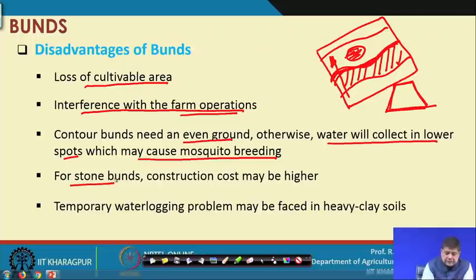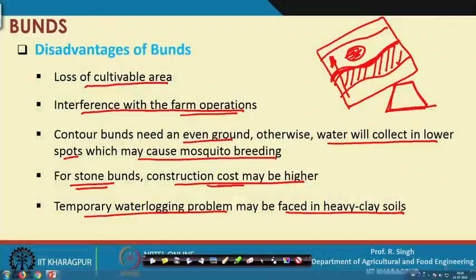Then for stone bunds, construction cost may be higher, which is quite obvious. The alternate material we have seen is soil, which is readily available in the field, and they use that soil for constructing the bunds. But in case soil is not suitable, then obviously we have to go for stone as the material of construction, and in that case stone has to be brought, maybe purchased. So, the construction cost will definitely be higher in this case compared to what it would have been if good quality soil is available in the area.